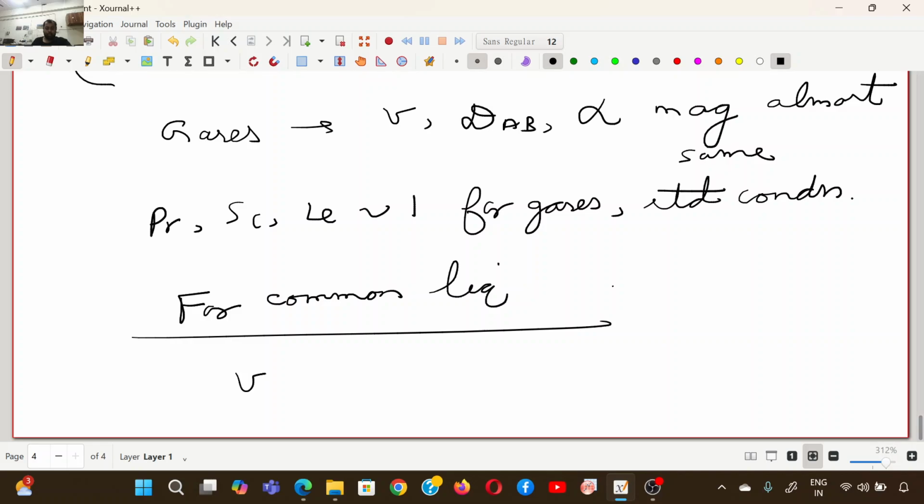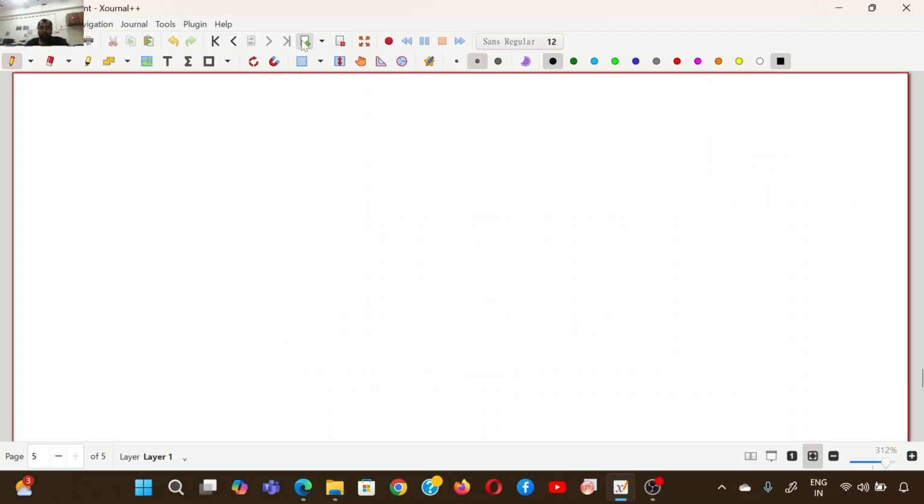For common liquids, nu is greater than alpha, which is much greater than diffusivity. Because species diffusivity in liquids is quite less. In gases, it's more. But in liquids, since the particles are so closely packed together, it isn't very easy to diffuse. So the DAB in case of liquids is quite low.